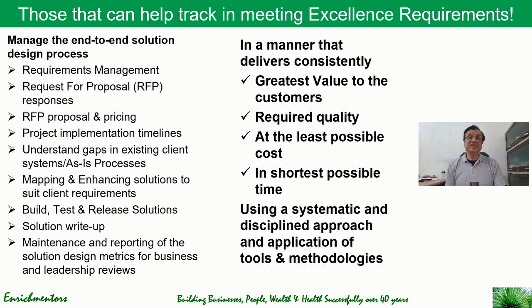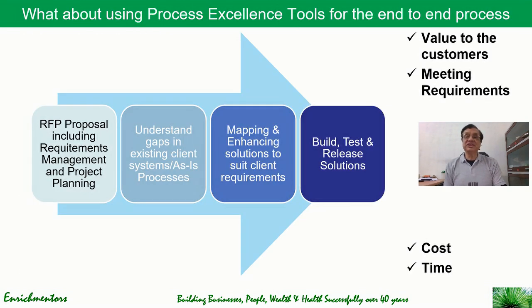So our matrices also should be aligned to measuring the end-to-end process. That is important. There is no point measuring one part of the process because we need to measure the overall process. And we have clearly what we need to measure here. So what about using the process excellence tools for the end-to-end process itself? We have talked about process excellence tool. So we have this process.